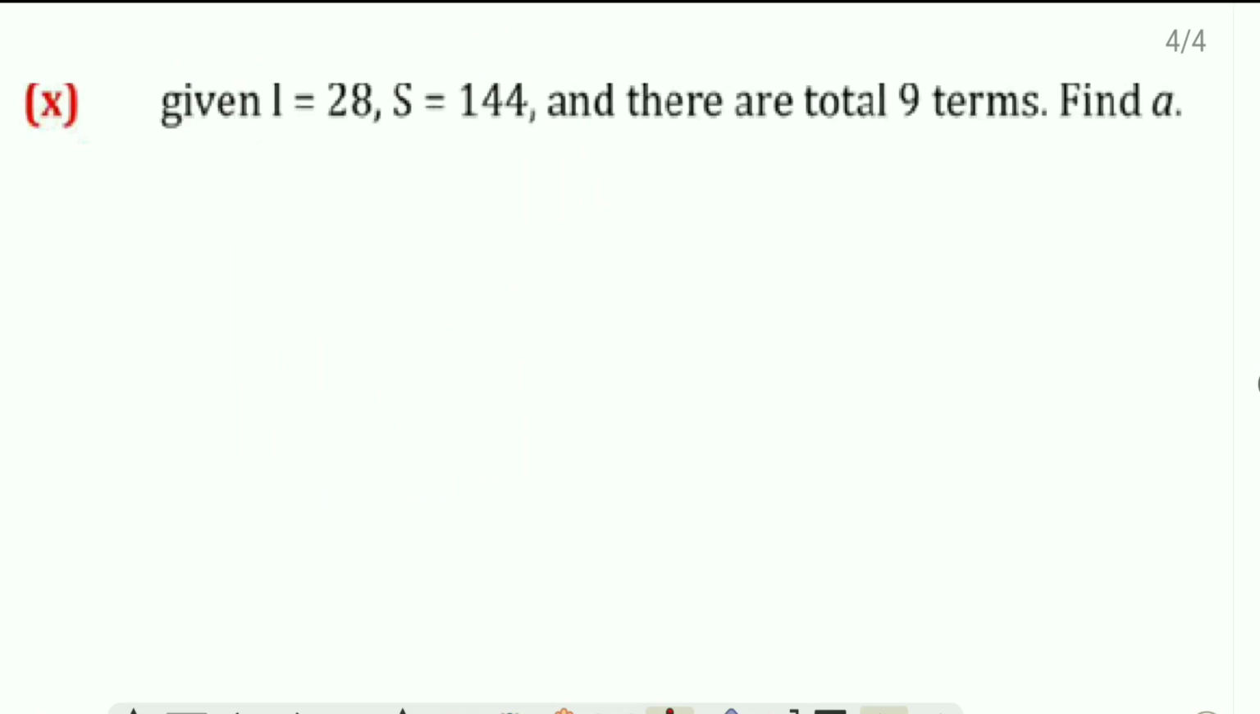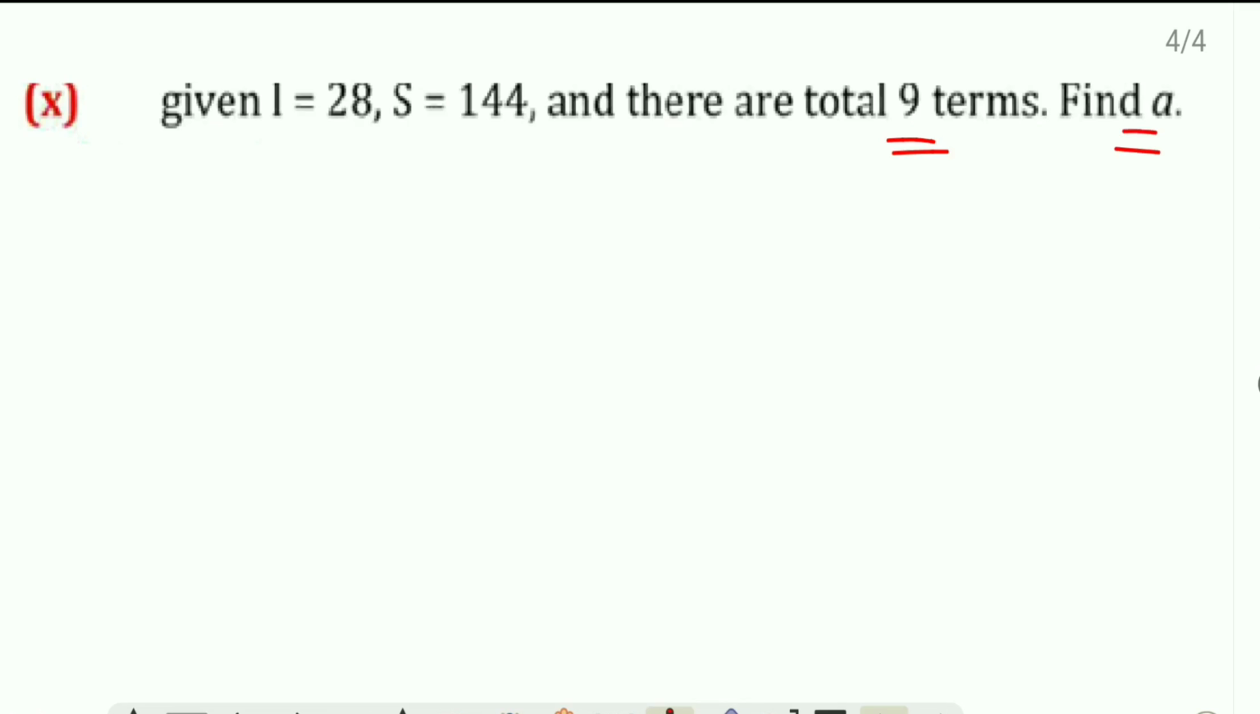Let us see the next one now. Here the last term is given. Even the sum of n terms is given, and they are saying there are a total of 9 terms. That means this value, n, is given. So we need to find out a. See here. First term is given. Oh, sorry, not the first term. The last term is given. The sum of n terms is given. We just have to find out a.